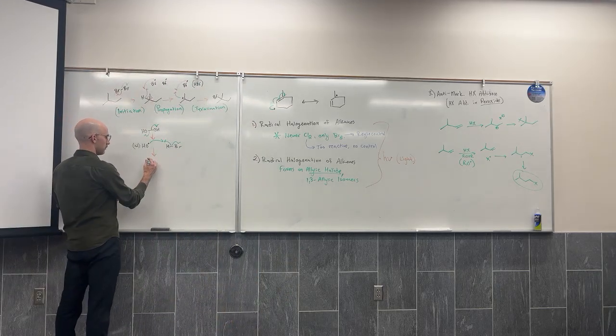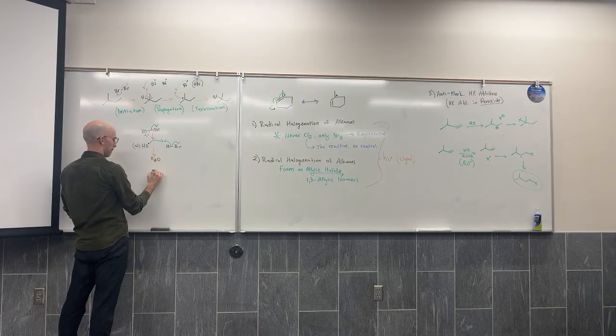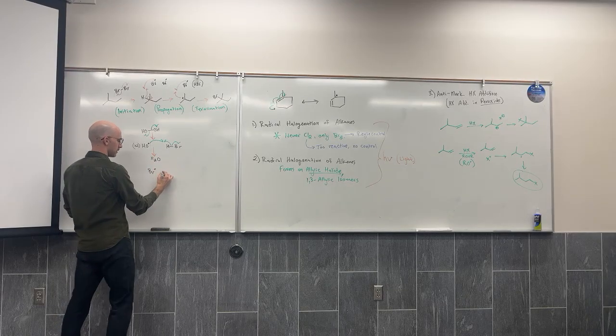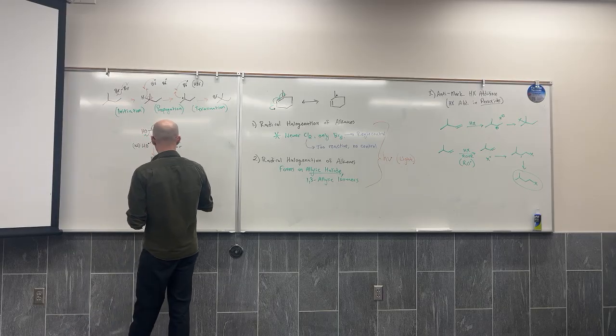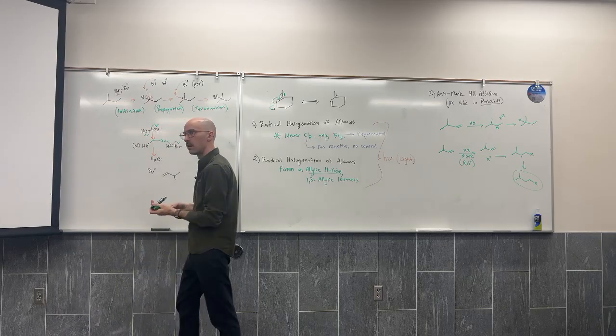Okay, so for the Br2, H2O, in the example, it shows where the halogen will go and then where the alcohol will go.